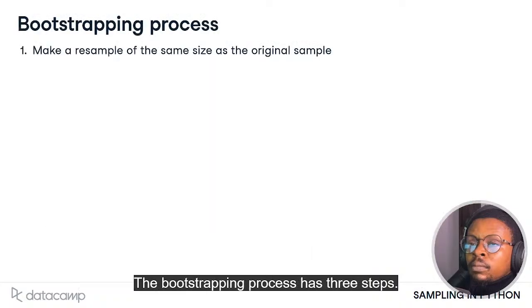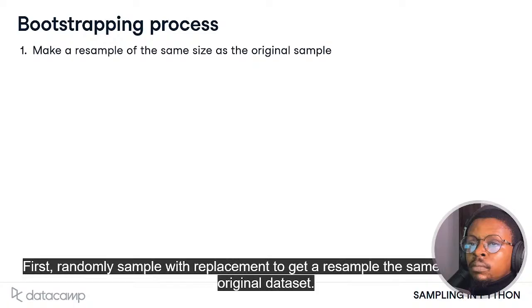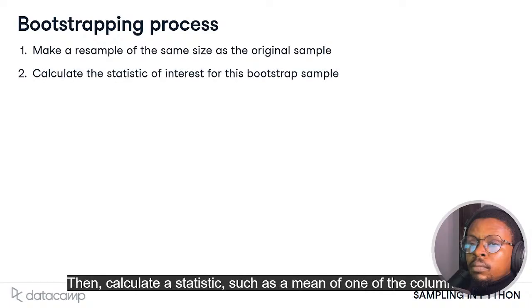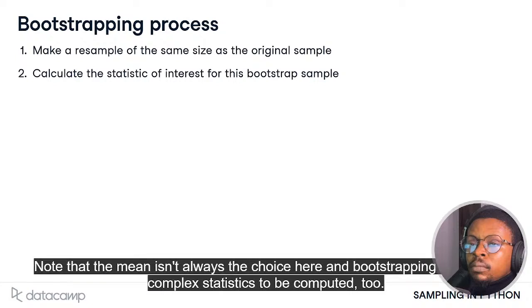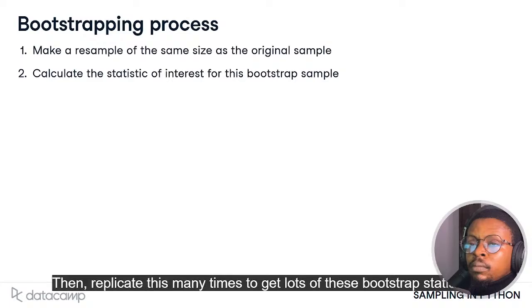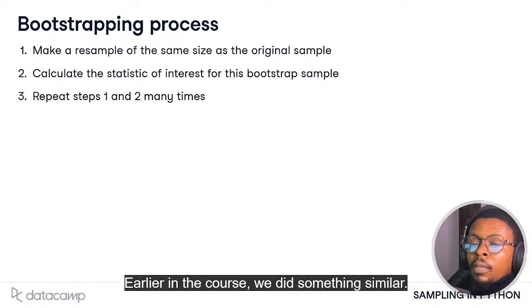The sampling process has 3 steps. First, randomly sample with replacement to get a resample the same size as the original dataset. Then, calculate a statistic, such as a mean of one of the columns. Note that the mean isn't always the choice here, and bootstrapping allows for complex statistics to be computed too. Then, replicate this many times to get lots of these bootstrap statistics.